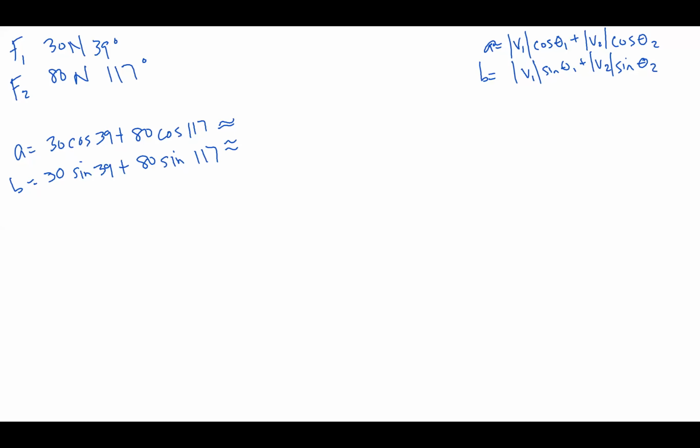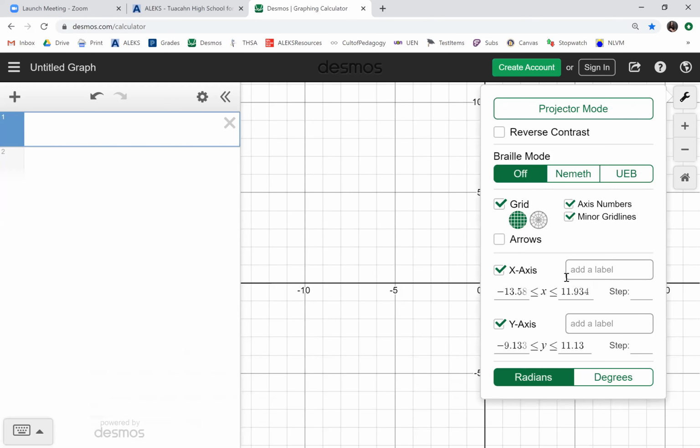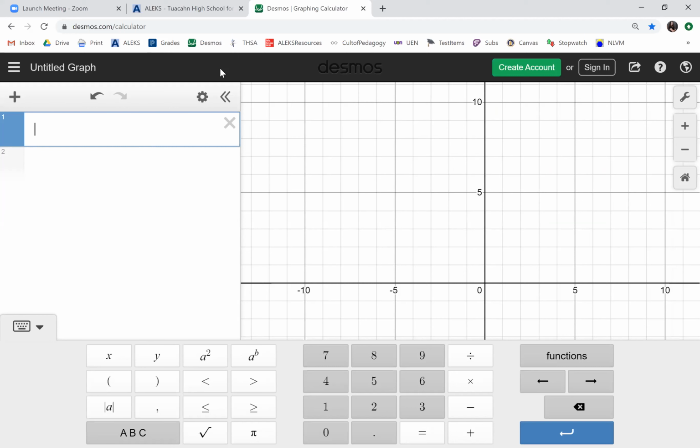Now this is really important when you're using this calculator: the mode has to be in degrees. So you come over to this little wrench on the upper right, click on it, and at the very bottom where it says radians, you want it on degrees. Anytime you open Desmos, it's already on radians.